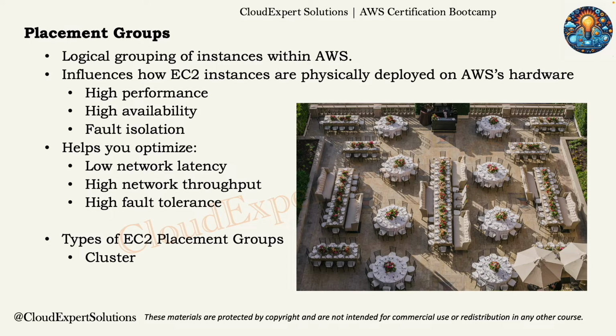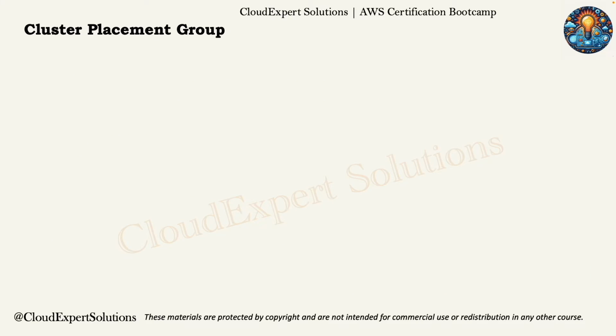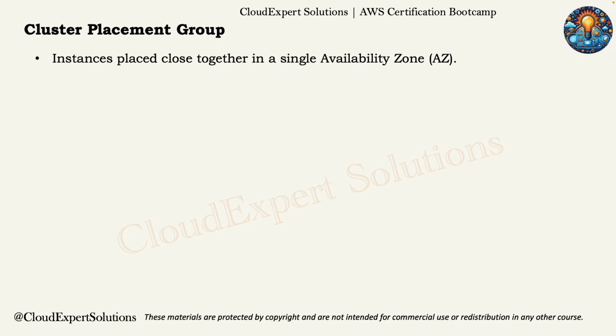They are cluster, spread, and partition. Now let's explore one by one. We'll start with cluster placement group. Cluster placement groups are like putting servers next to each other in a single availability zone.